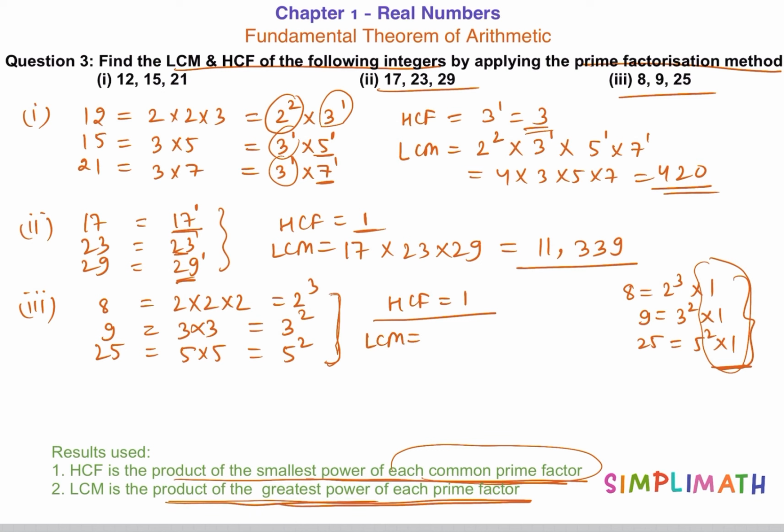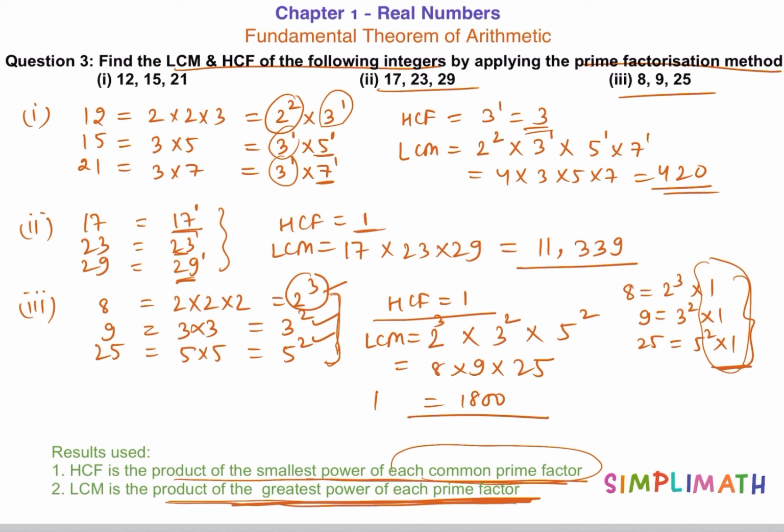Now, coming to the LCM. LCM is the product of the greatest power of each prime factor, right? So, the three prime factors which come amongst the three numbers are 2, 3, and 5. The greatest power of 2 is 2 to the power 3. Greatest power of 3 is 3 to the power 2. Greatest power of 5 is 5 to the power 2. Okay, so we get 8 into 9 into 25. And when we multiply, we get 1800. So the LCM is 1800 in this case, and the HCF is 1.